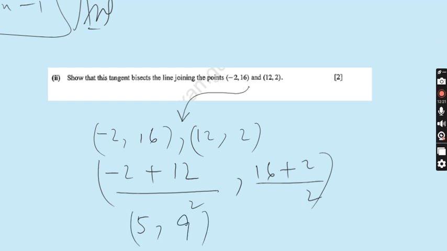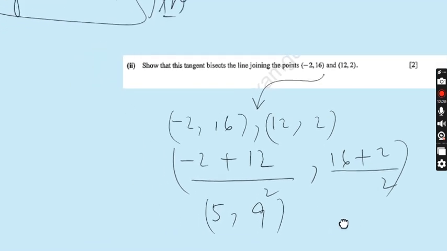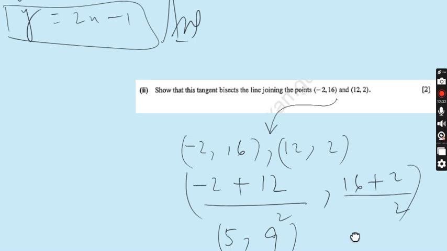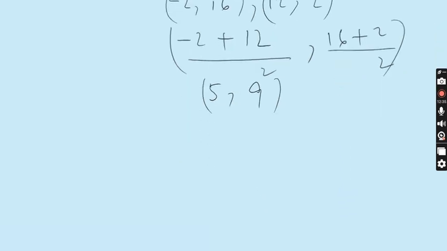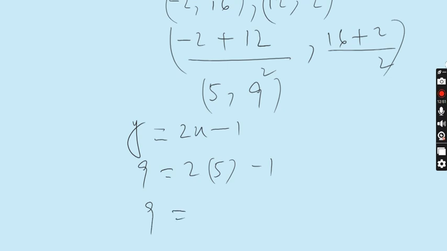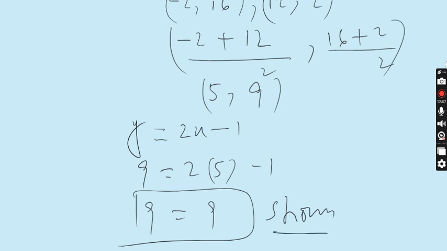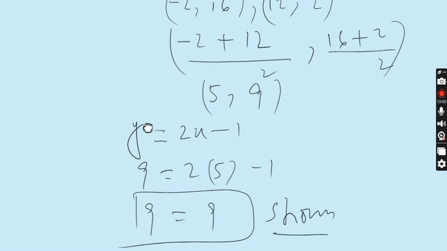Now, if we put this value 5, 9 in the equation which we have found, y equals 2x minus 1, if this point satisfies this equation, it means the line is bisected. So put y as 9, 2 times x, which is 5, minus 1. 2 fives are 10 minus 1 is 9. Shown. Hence it is proved.